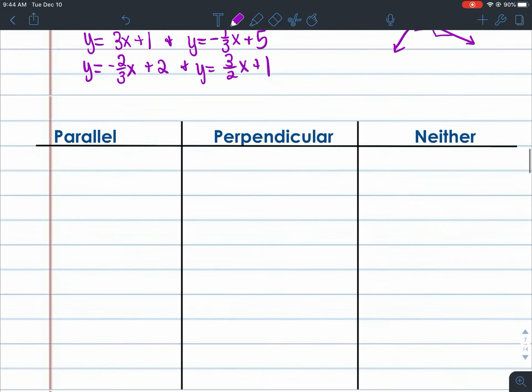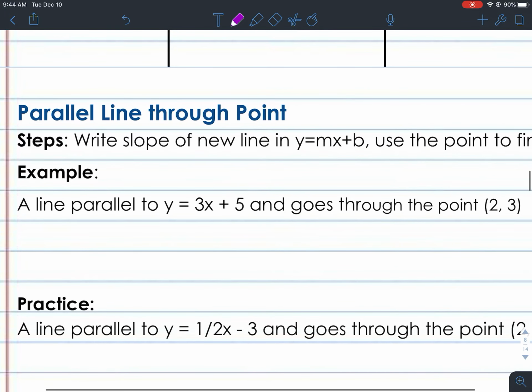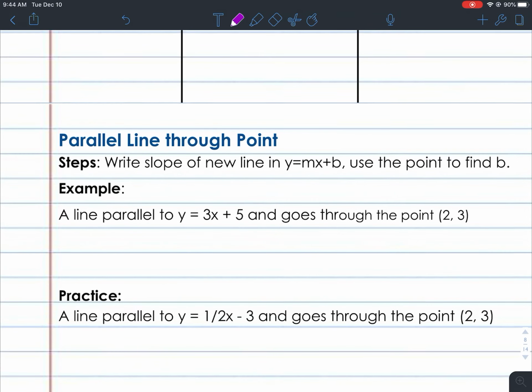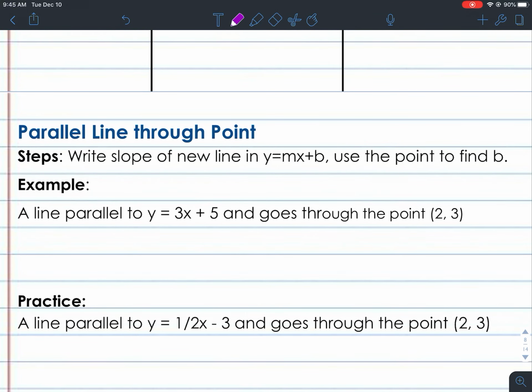Okay, so we did a little card sort, which I'm not going to put on this video, where we were comparing lines that were parallel or perpendicular. The second part of this, after being able to identify whether or not it's parallel, is writing the slope of the new line that passes through y equals mx plus b, and using the point to find b. So for example, we're looking for a line that's parallel to this line, but instead it goes through the point 2, 3.